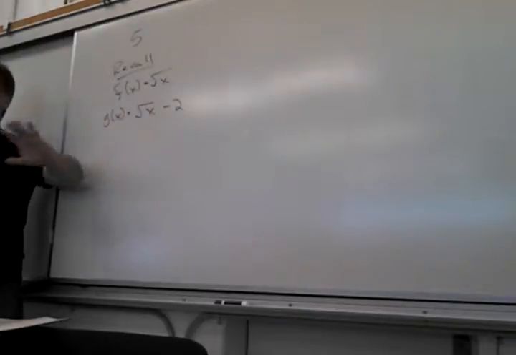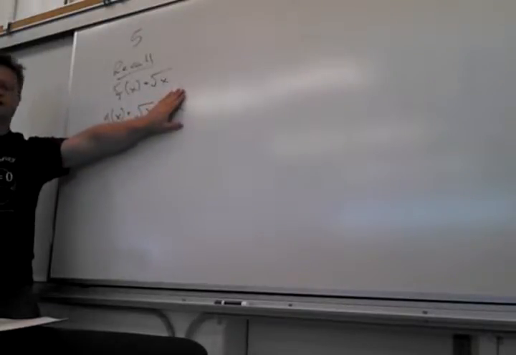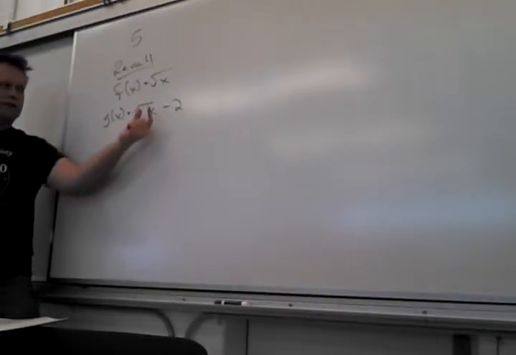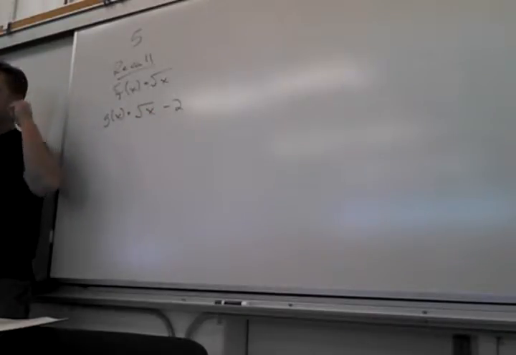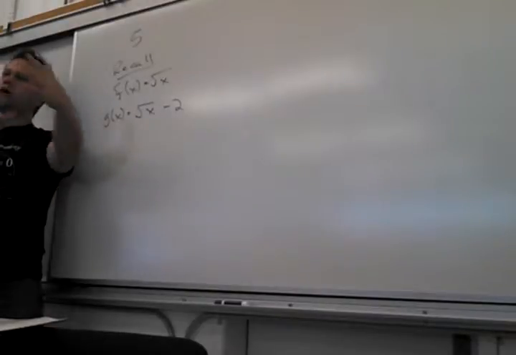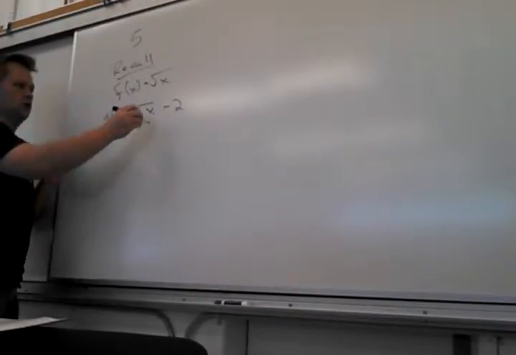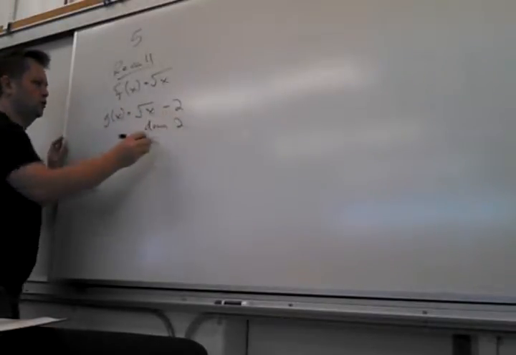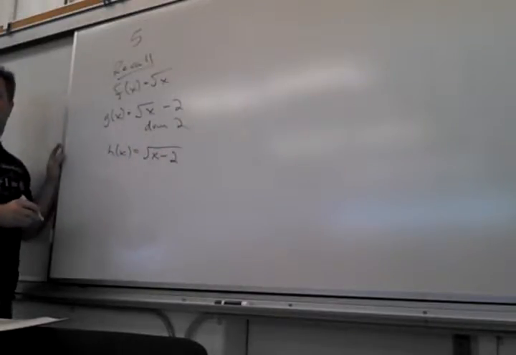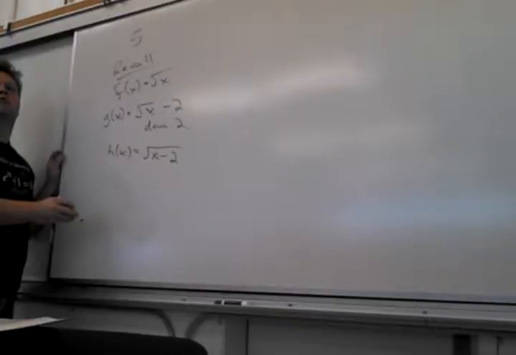If it's outside, this is awesome. You just say, pretend like it's not there. Whatever the radical normally looks like, it's now going to be 2 less. It's very straightforward. It's when it's inside that it's weird. You have to make your x bigger, so if it was a minus 2 on the inside, it would actually move up 2. So this would be a shift down 2. This would be a shift right 2.